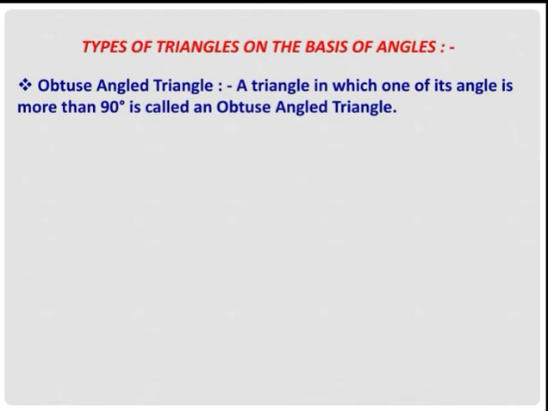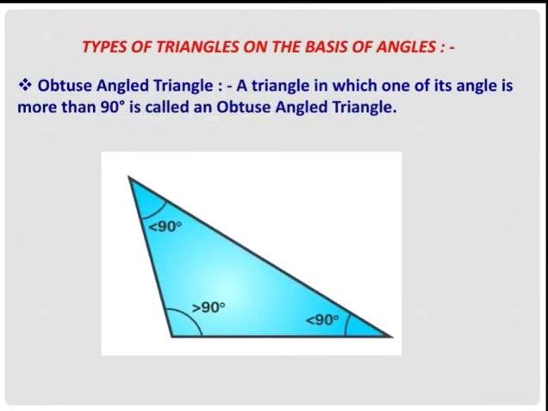Now obtuse angle triangle. A triangle in which one of its angles is more than 90 degree is called an obtuse angle triangle. Let us understand with example. Here obtuse angle triangle is given. We can observe that here two angles are less than 90 degree and only one angle is greater than 90 degree. Means in obtuse angle triangle one angle is more than 90 degree. So it's an obtuse angle triangle.